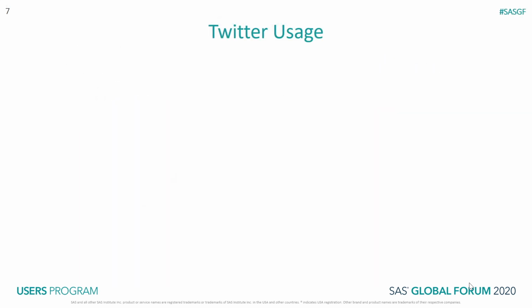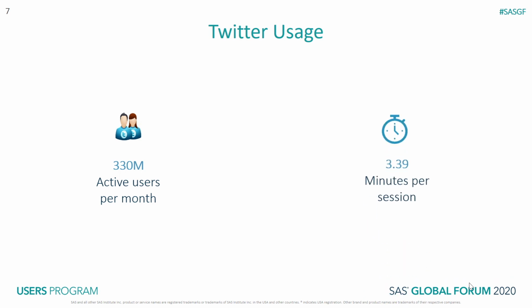Now, let us look at some usage statistics of Twitter, which is the platform on which we based our study. As of 2018, Twitter has about 330 million active users per month who spend an average of 3.39 minutes per session. The users of Twitter produce a massive 500 million tweets per day. This contains all kinds of content like news, opinions, thoughts, hashtags, and even hate.